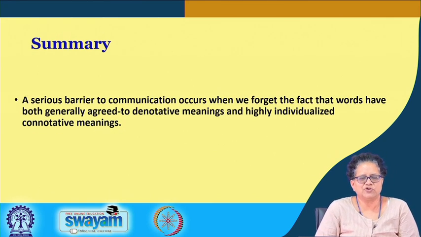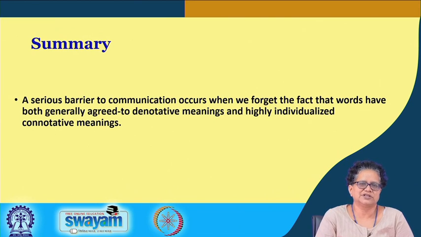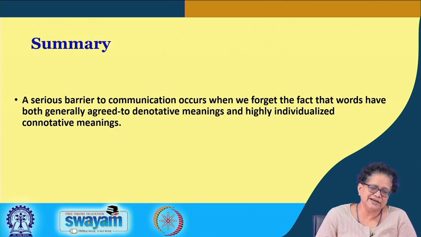A serious barrier to communication occurs when we forget the fact that words have 2 types of meaning. First is denotative meanings, which are generally agreed because they are the content of the dictionary, they are the dictionary meaning of the words. And the second is the highly individualized connotative meanings, which is based on our attitudes, preferences and emotions.